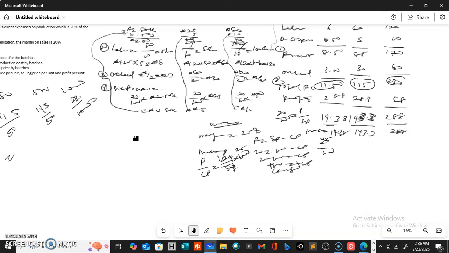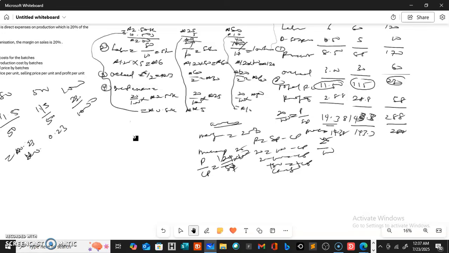So let me use the calculator. 11.50 divided by 50, that's 0.23 naira per unit. This one is equal to 115 divided by 500, that's 0.23. You can see that.